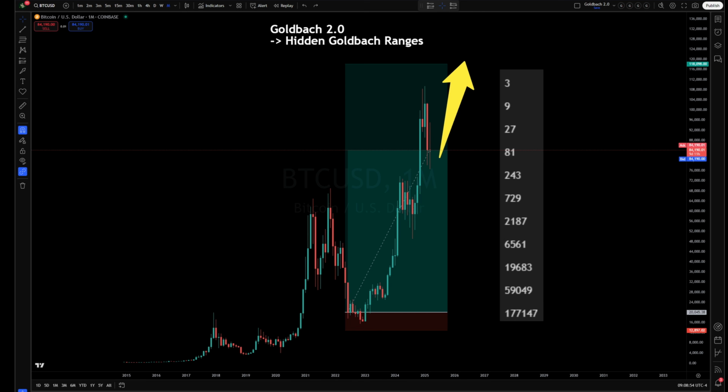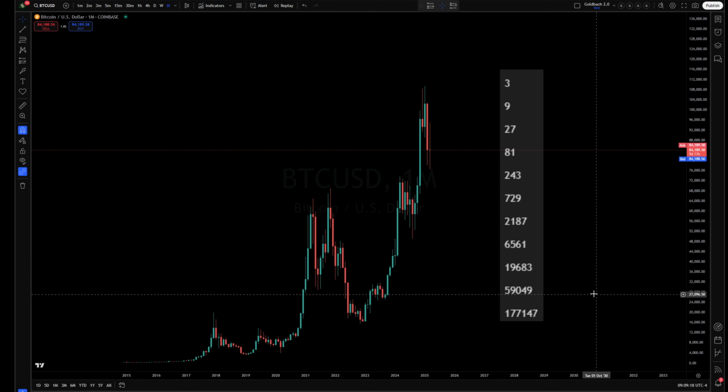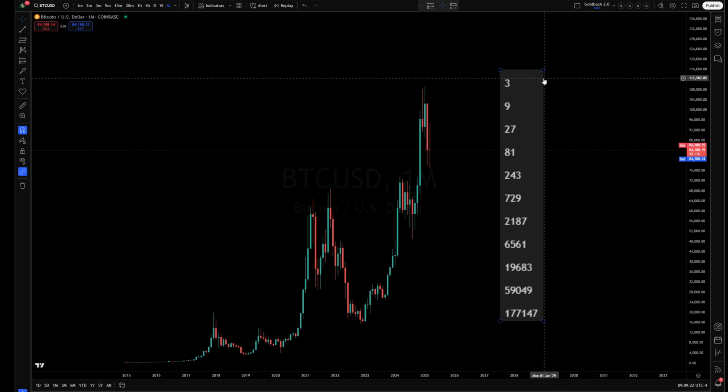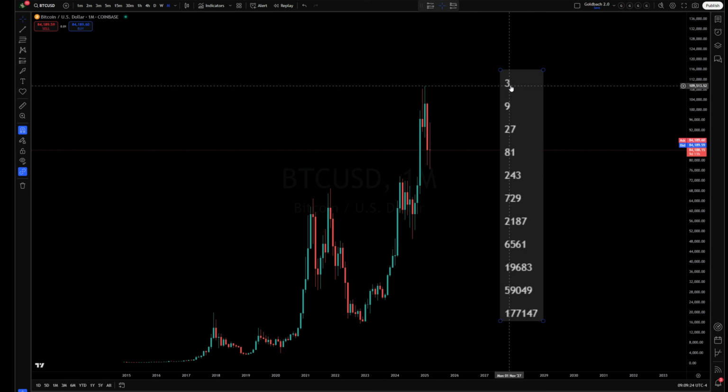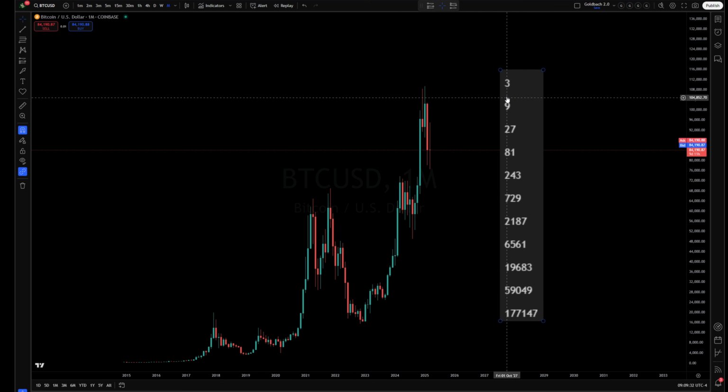This is the advanced Goldbach dealing ranges, the hidden Goldbach dealing ranges, which have not been seen before. Now, these are the power of 3 numbers. So quickly to recap, these define the dealing ranges. When Bitcoin was trading less than $3, the high of the dealing range was 3, the low was 0. Once we broke $3, the high became 9. So the low was 0, the high was 9.